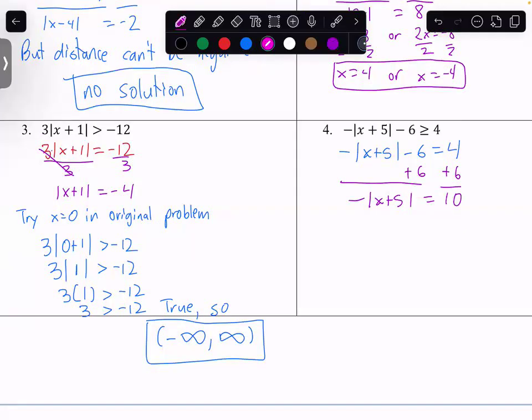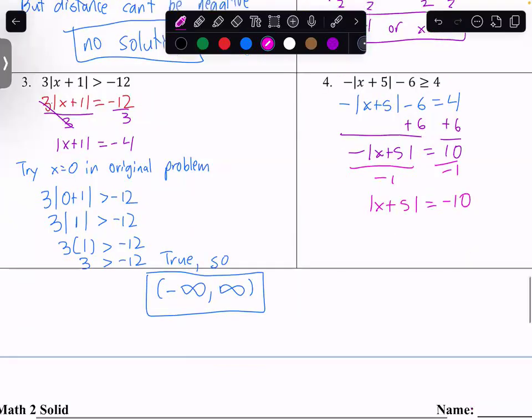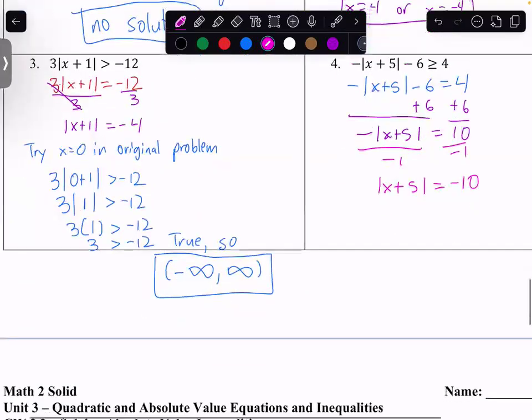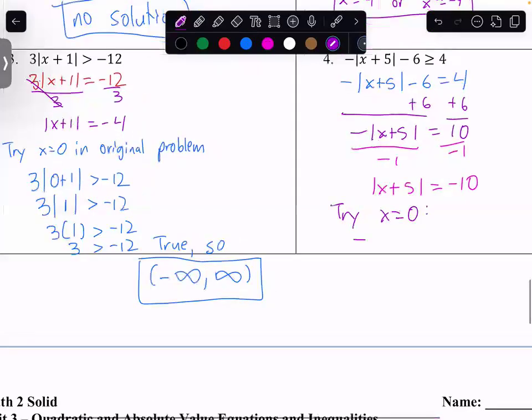Okay, so to get rid of the negative, you can divide both sides by -1. Okay, so again, we get the absolute value by itself equals a negative number. But because it's an inequality, we need to try a number. Okay, so go back to the original problem, plug in 0 for x.